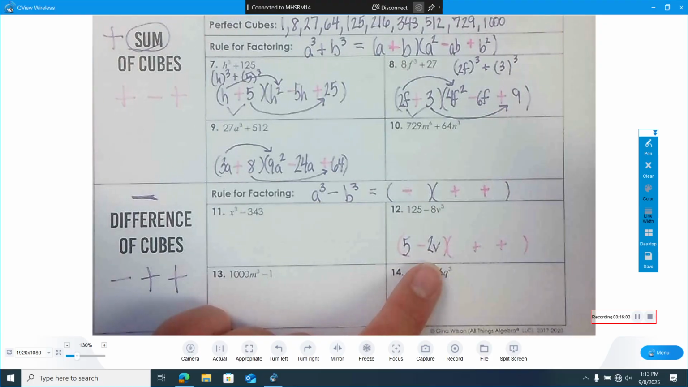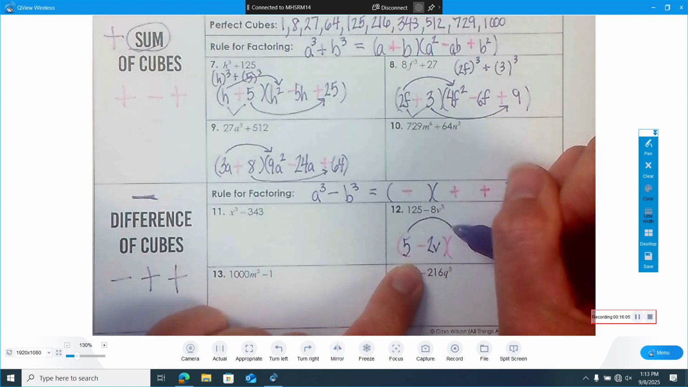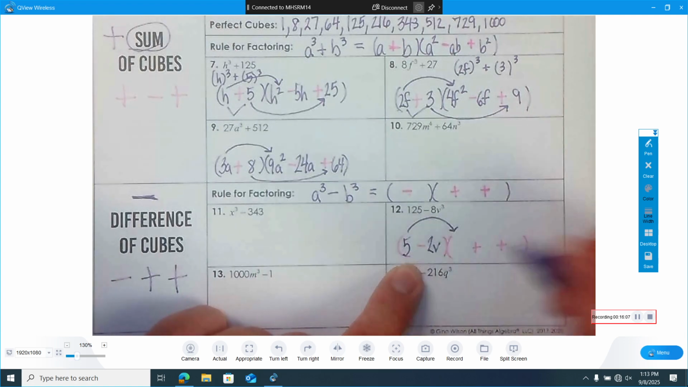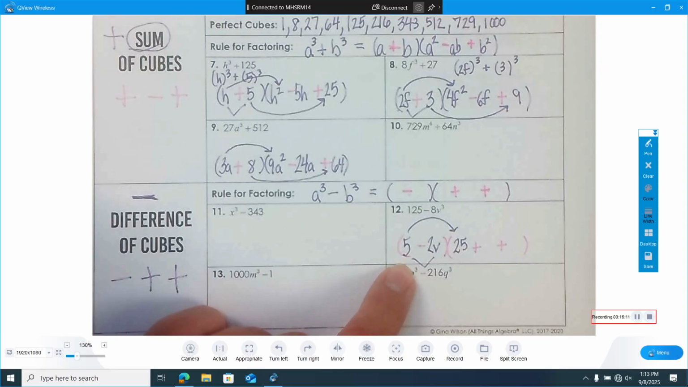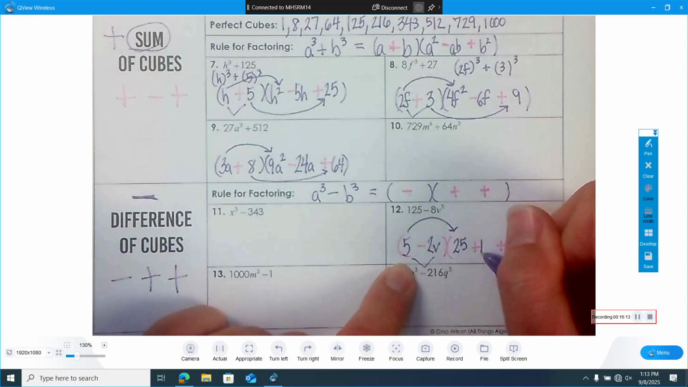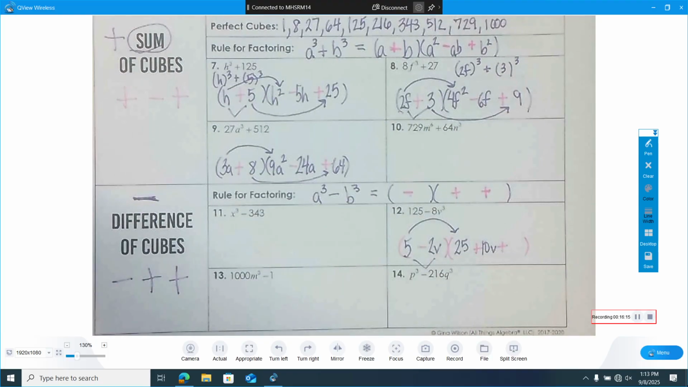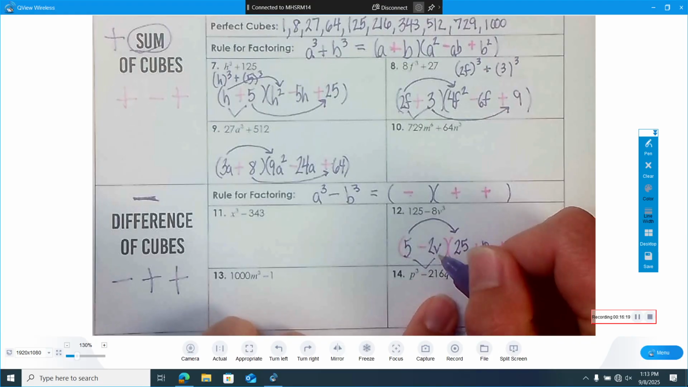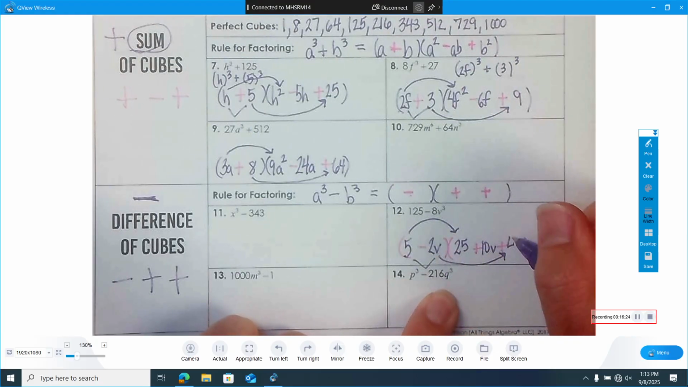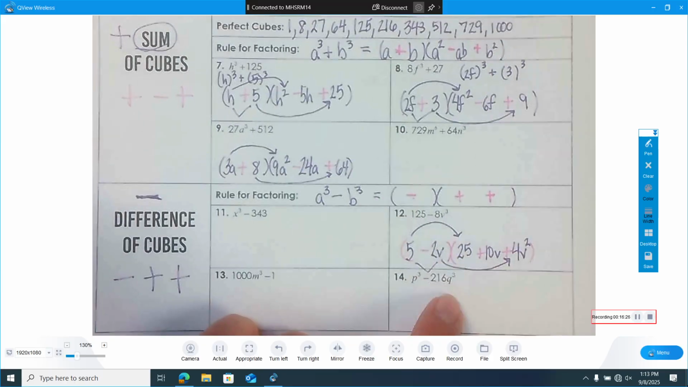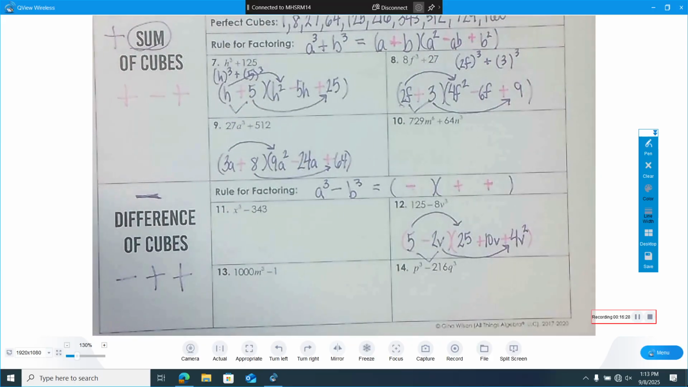Same pattern. Square the first: 25. Multiply in the middle: 10v. And you do not have to worry about the signs here. The signs are already taken care of. And then square the last thing: 4v squared. Very good. So the pattern is the same. Square the first, multiply in the middle, square the last.